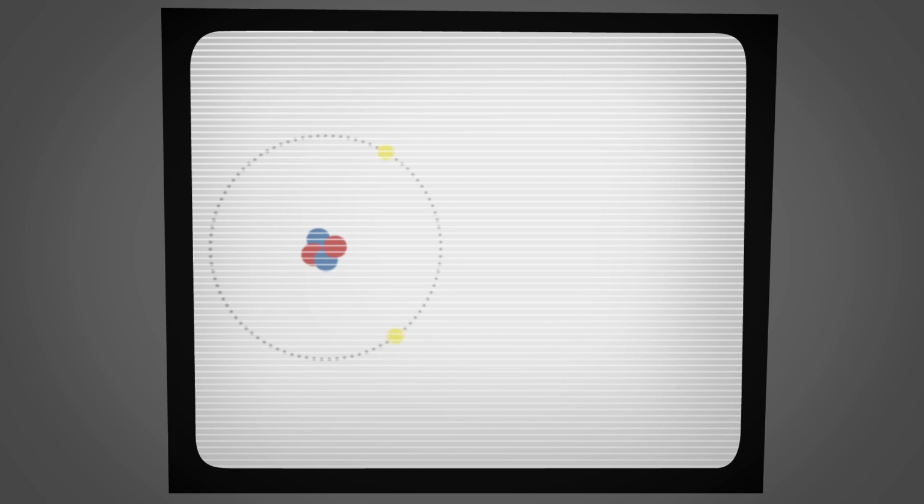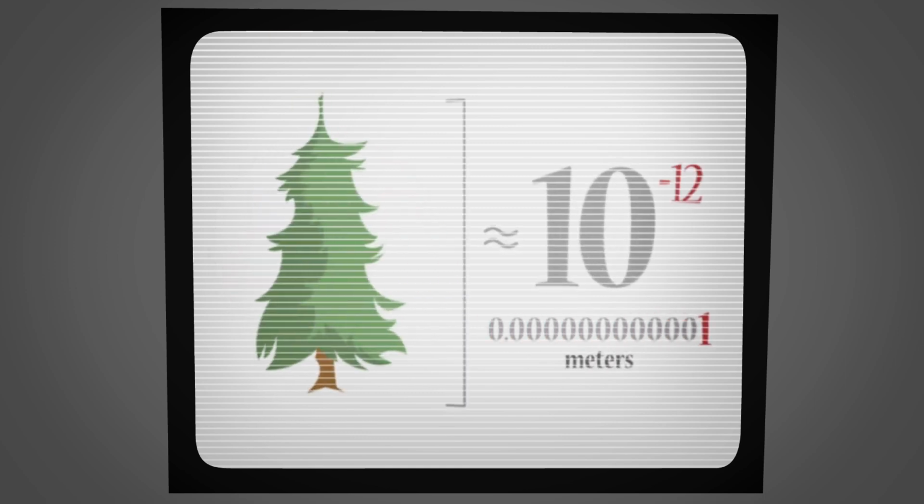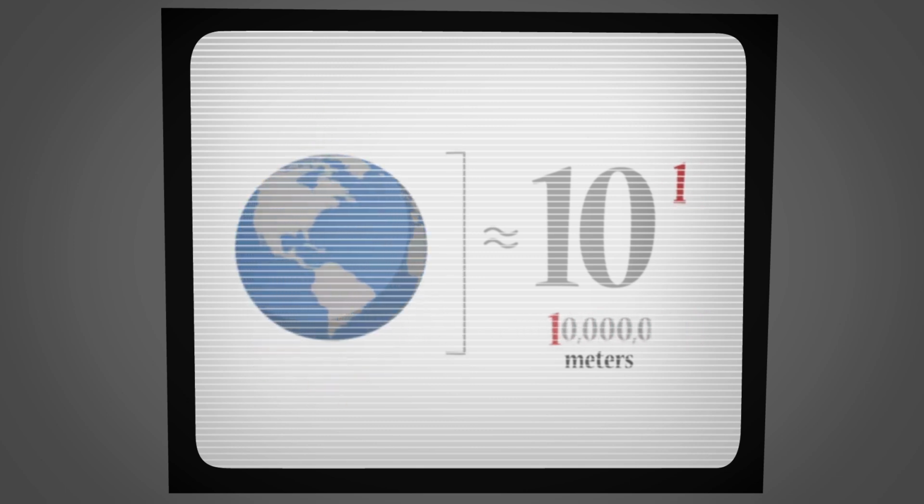For example, the diameter of an atom is approximately 10 to the power of negative 12 meters. The height of a tree is approximately 10 to the power of 1 meter. The diameter of the Earth is approximately 10 to the power of 7 meters.